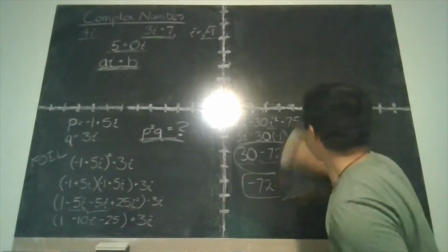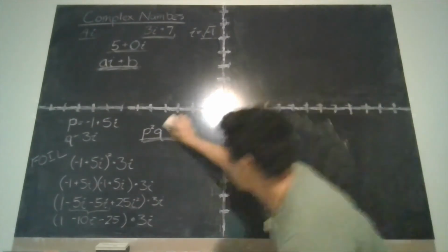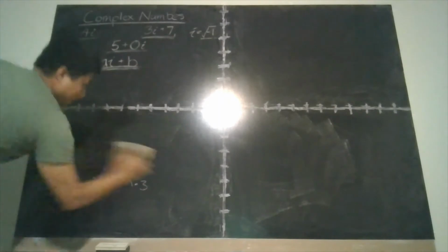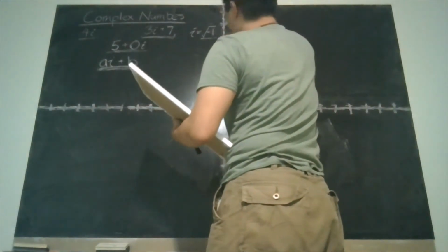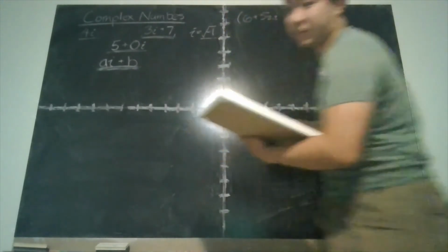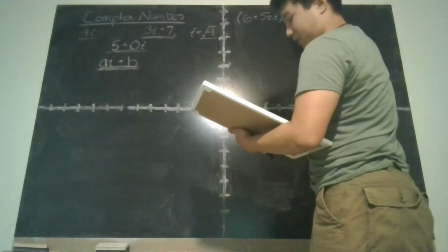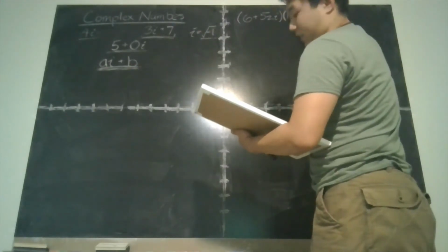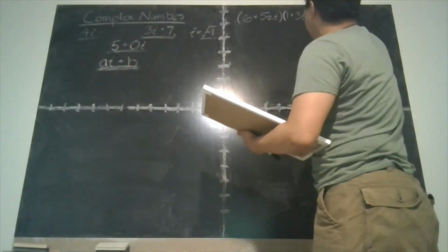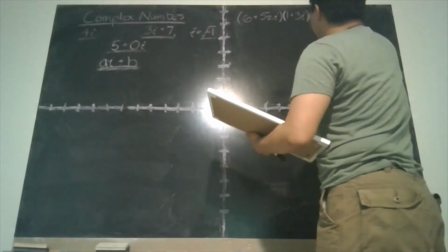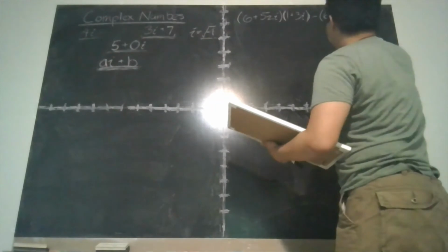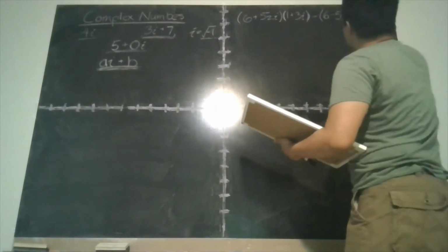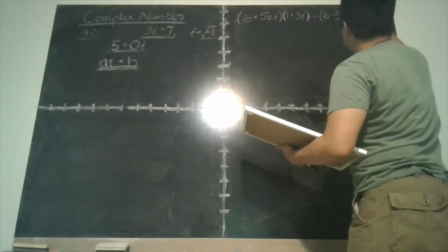Let's go over some more examples. So let's say we have 6 plus 5zi, where z is just some variable that we have, times 1 plus 3i, minus 6 minus 5zi times 1 plus 3i.